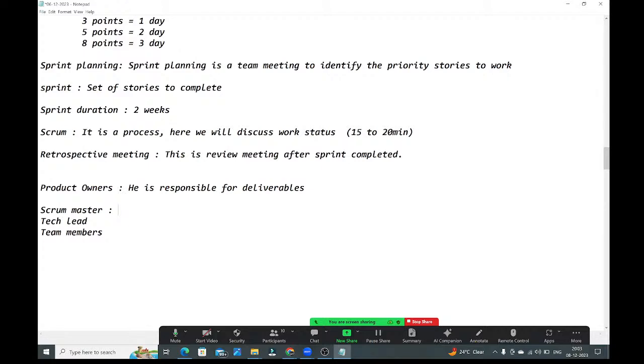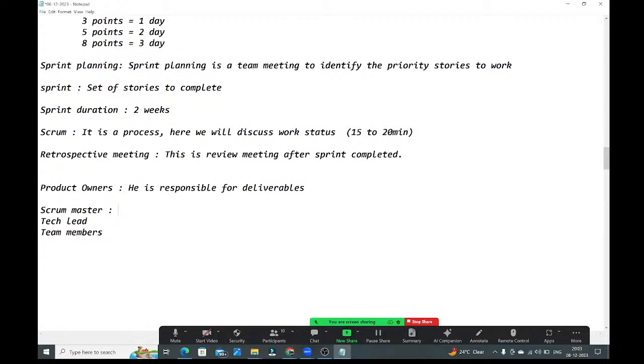Next, team members, guys. Team members means everyone: developers, testers, DevOps engineers, all those people come under team members, guys. So all these people will be involved in the agile process. Is it clear, guys? Is this clear?